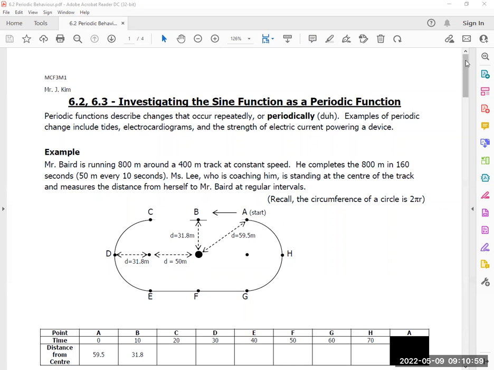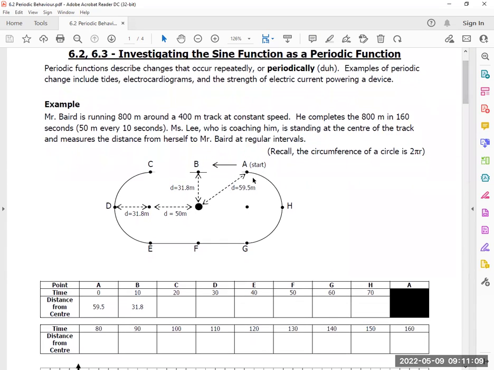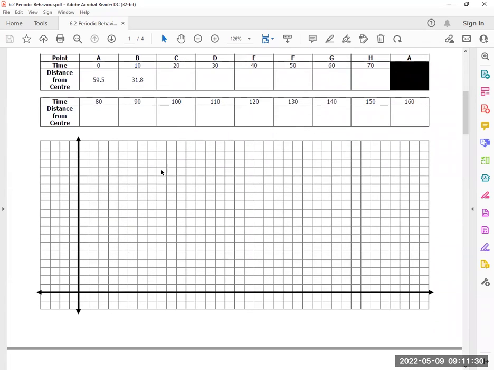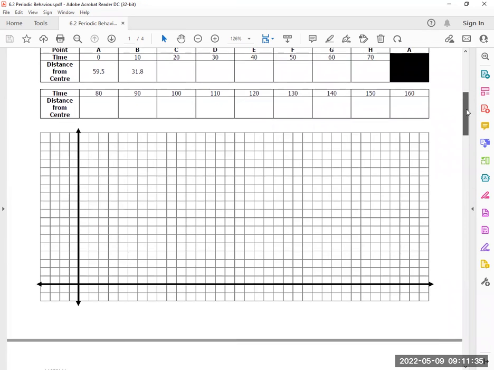Okay, so as a recap, to investigate what a sinusoidal function or a periodic function might look like, we tried to measure your location on an Olympic track, based on the distance between the person who's running and a person timing you at the center of the track. We graphed it and realized it became this funky curvature, and that is what we call a periodic function because it repeats.